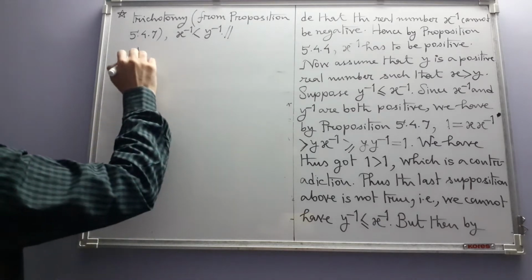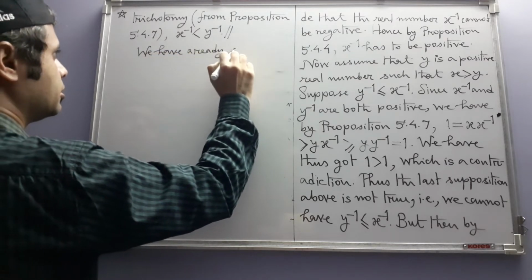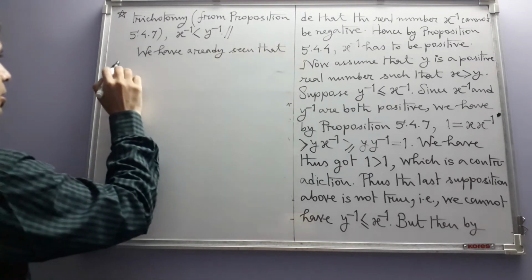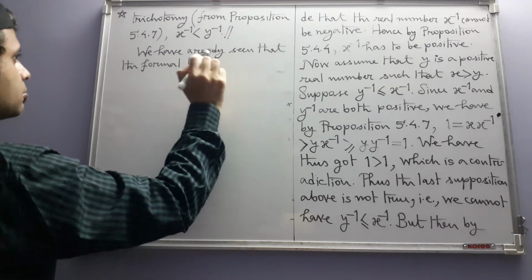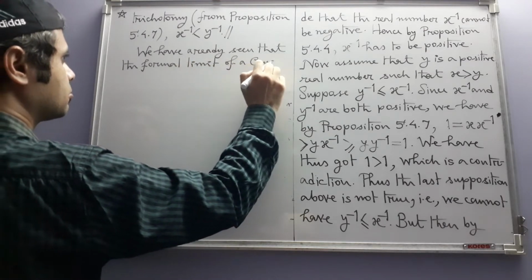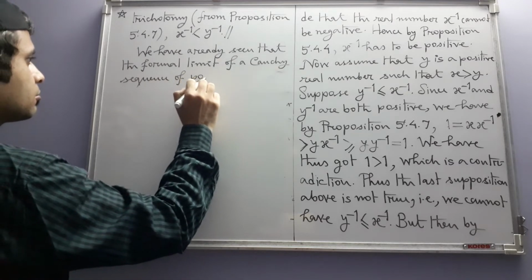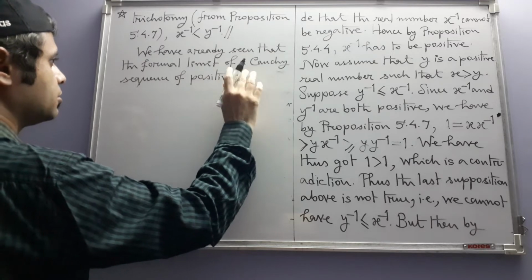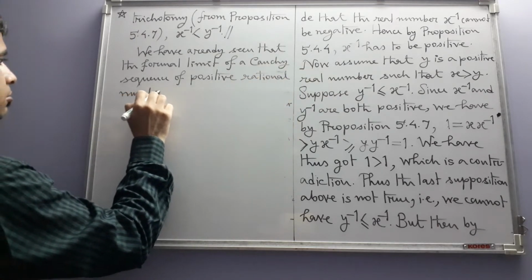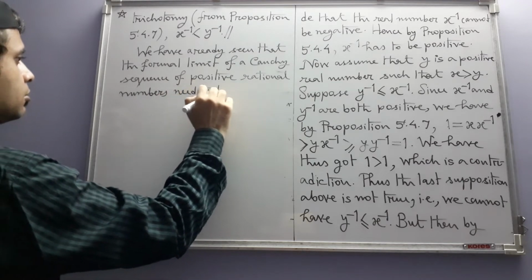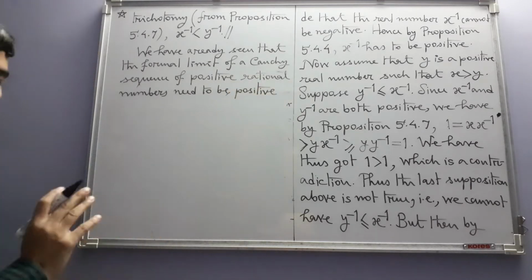Okay. Now we have already seen that the formal limit of a Cauchy sequence of positive rational numbers need not be positive, need not be a positive real number.